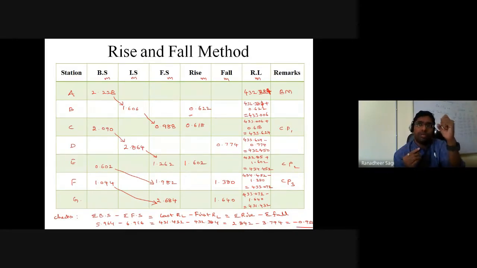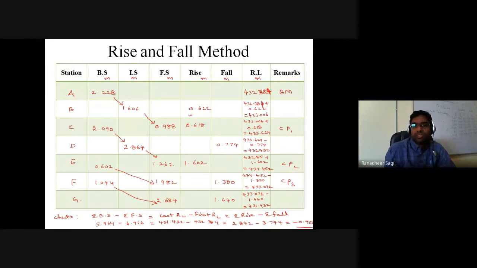In the height of instrument method, there is a possibility that first RL, last RL you might have calculated correctly, but somewhere in between, the RL values you might have calculated wrong. Okay, so that is not being reflected in the case of your height of instrument method.